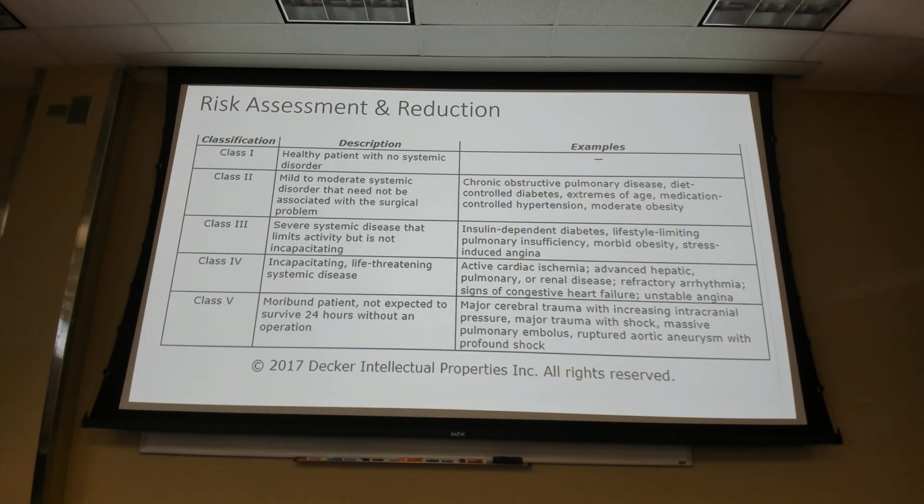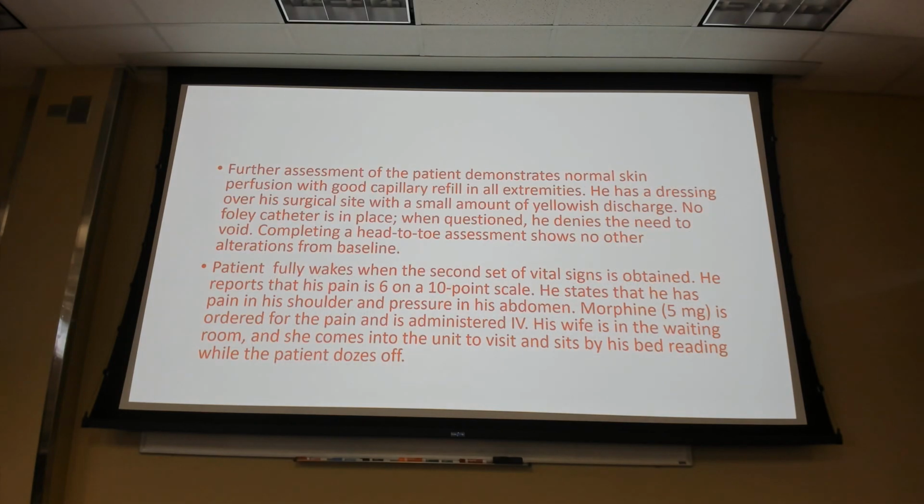All right, so there's our ASA categories there, and we'll talk about them a little more in some of the further vignettes we have and what we're going to categorize them as, but this one would have been a 2. All right, so here's our further assessment. I'll let you guys read it, we'll talk about what's wrong.